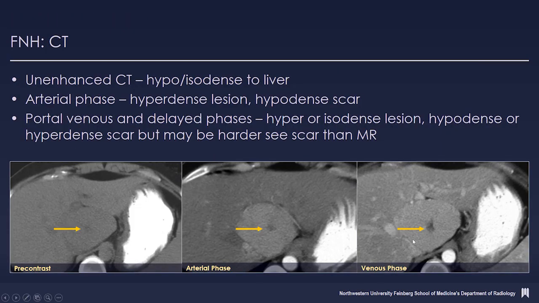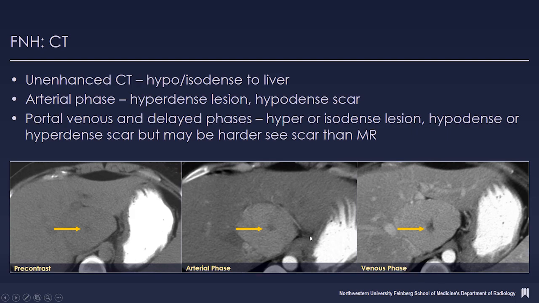So again, similarly on CT, it tends to be hypodense or isodense with the liver, as illustrated here, where it's isodense, but again, it has that central scar, as you like to see. And importantly, on the arterial phase, it has homogeneous hypervascular enhancement early on, and then it becomes less intense over time, or less hyperdense over time.